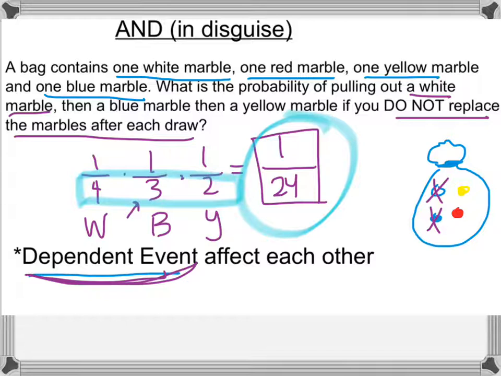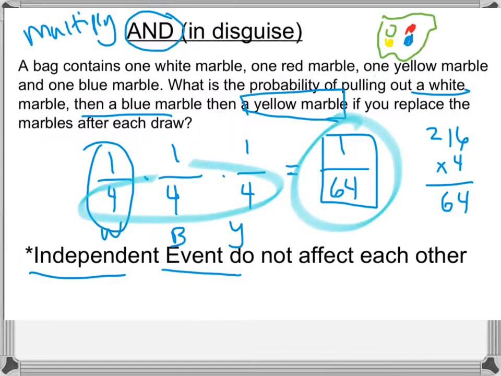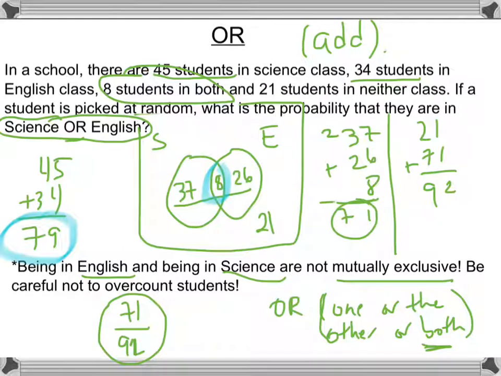Okay, and that's the end of our lesson today. So I just want to make sure you understand a lot of these combined events can be broken down into two types of events. The ones that use an AND statement where you have to multiply, and the ones that use an OR statement where you have to add. Okay, so you add the probabilities in an OR statement and you multiply in an AND statement.